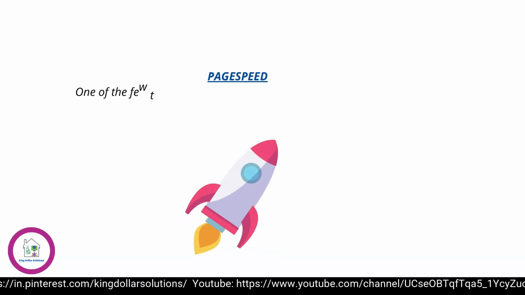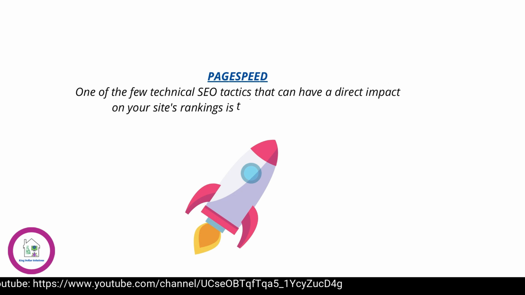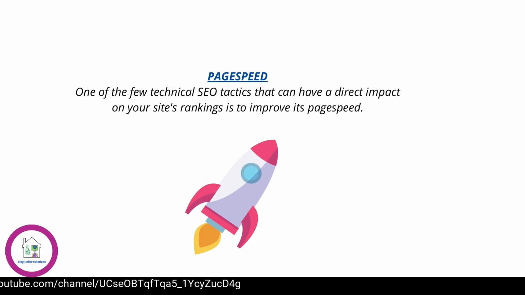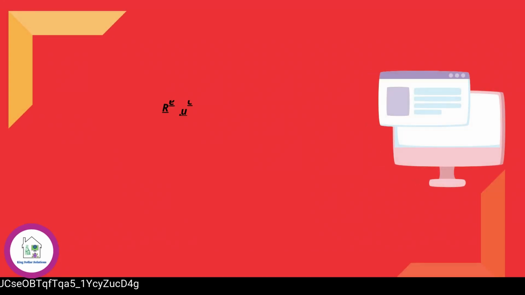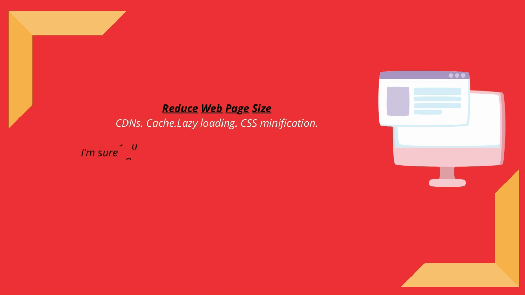Page speed. One of the few technical SEO tactics that can have a direct impact on your site's rankings is to improve its page speed. Reduce web page size. CDNs, cache, lazy loading, CSS minification. I'm sure you've heard of these strategies 1,000 times.